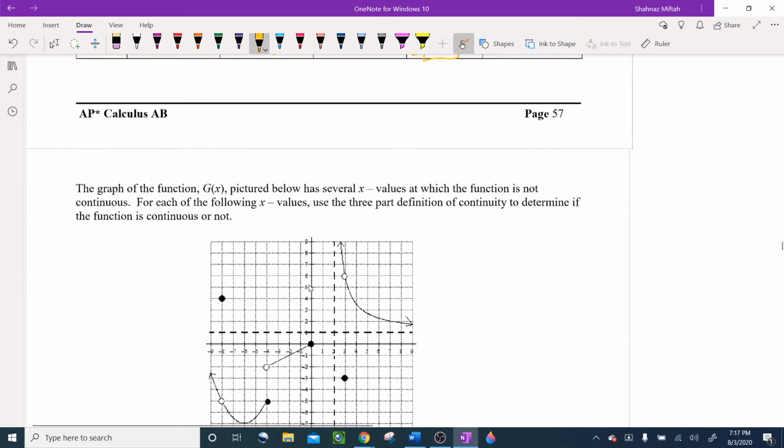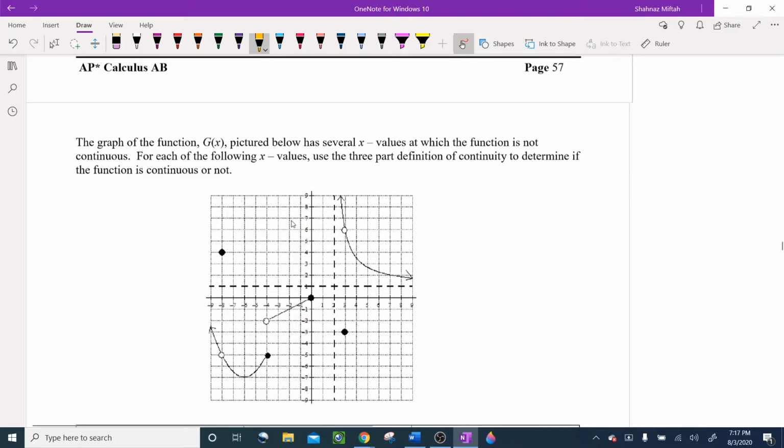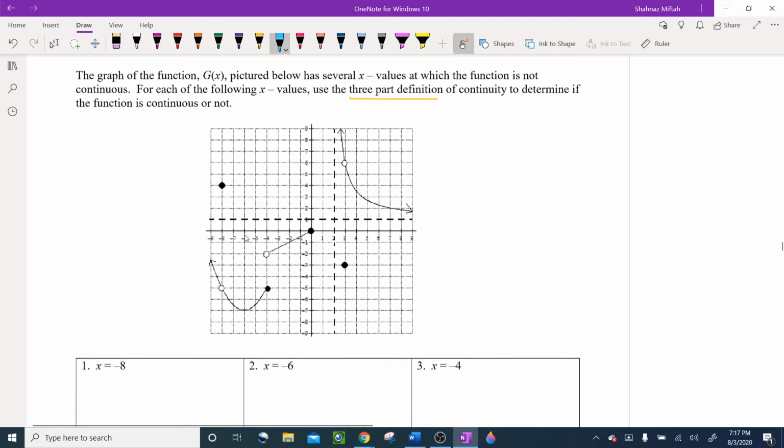Let's try this. The graph of the function g of x pictured below has several x values at which the function is not continuous. For each of the following x values, use the three-part definition of continuity to determine if the function is continuous or not. Three-part definition, that's exactly what I'm talking about: the three conditions. There has to be a defined point, the limit must exist from left and right, and the defined point and the limit have to have the same y values. Okay, let's try.